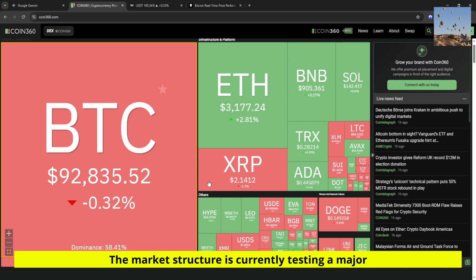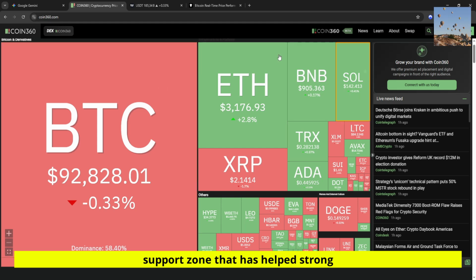The market structure is currently testing a major support zone that has held strong for several weeks, and this level is vital for the continuation of the macro uptrend. You need to pay very close attention to the 4-hour chart, because the Bollinger Bands are tightening to an extreme degree, which almost always precedes a violent price expansion.